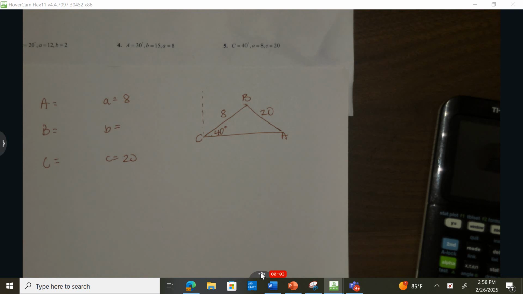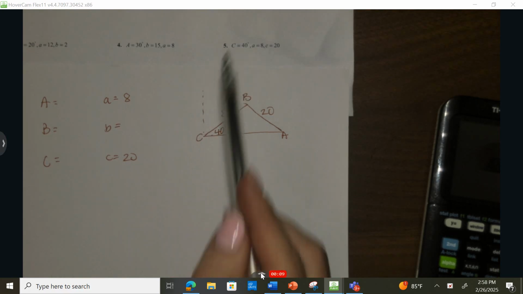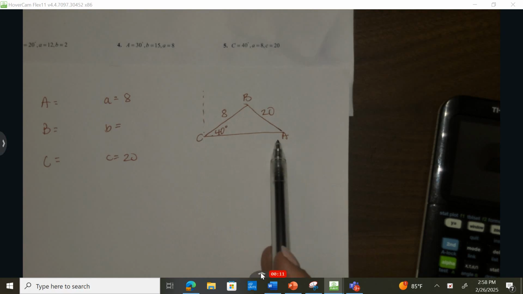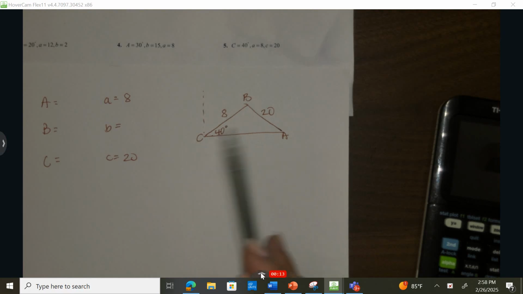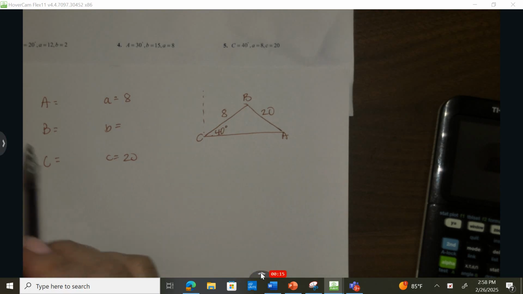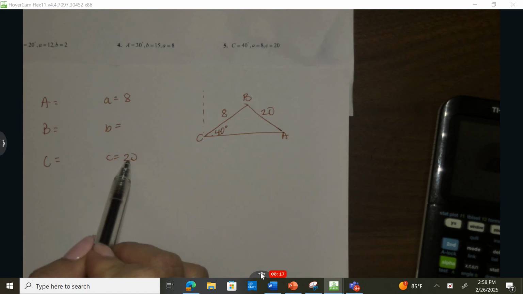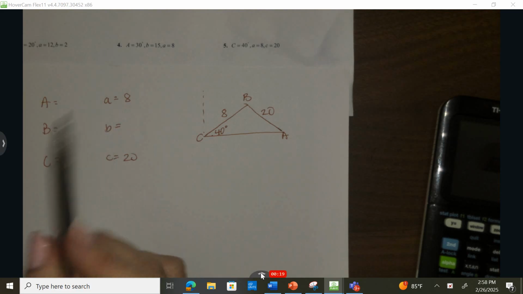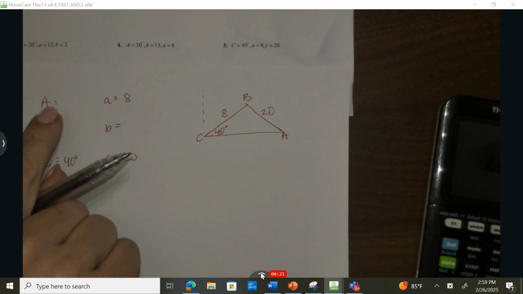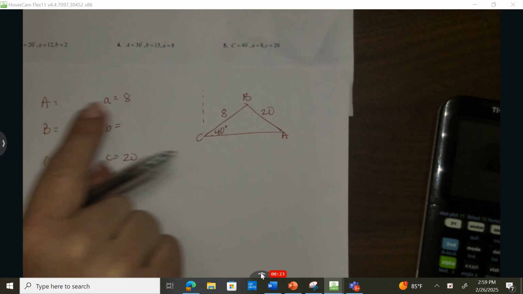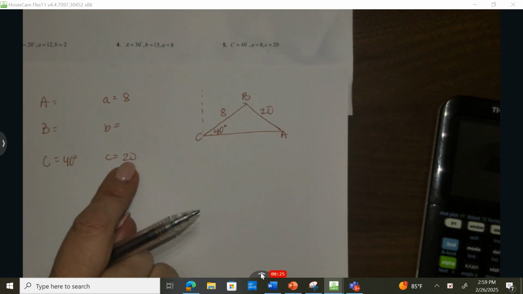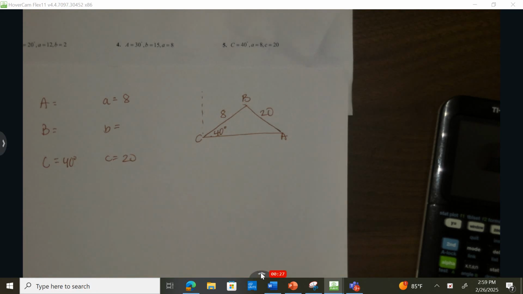Okay, I've done a rough sketch here, and now I need to decide what information is provided to me. I was told that angle C is 40 degrees, side A is 8, and side C is 20. A couple things to notice. Notice how C is much longer than A. That means that angle A must be much smaller than angle C. So this may not be drawn exactly to scale, but it's important we are aware of this.